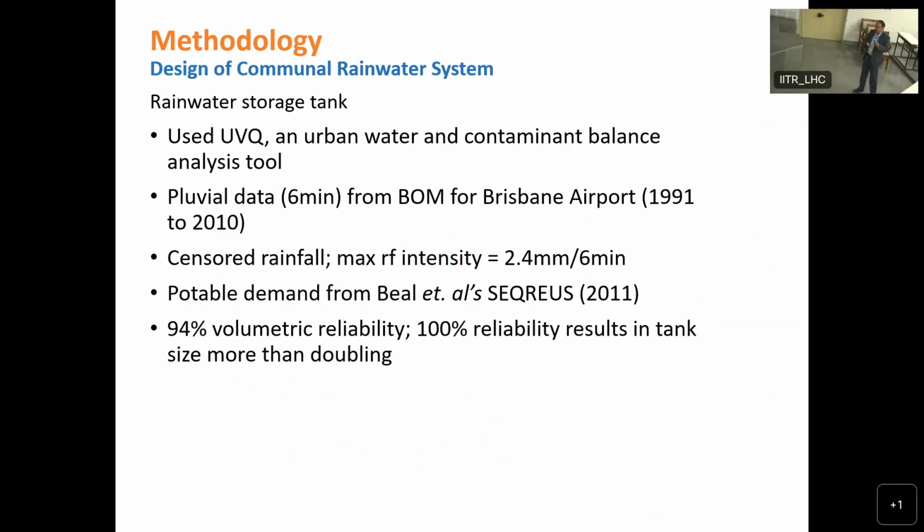And then we used UVQ or eco-cycle for calculating the rainwater tank size using the daily rainfall data and also the daily demand data. We calculated for all those numbers of houses which we considered, starting from 4 homes to 576 homes. The size of the rainwater tank was different, and I think you can see that.